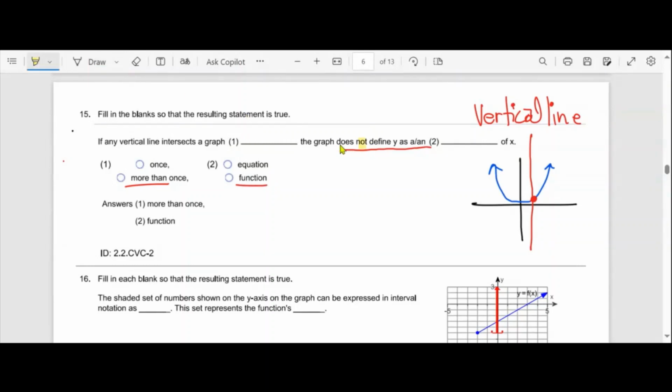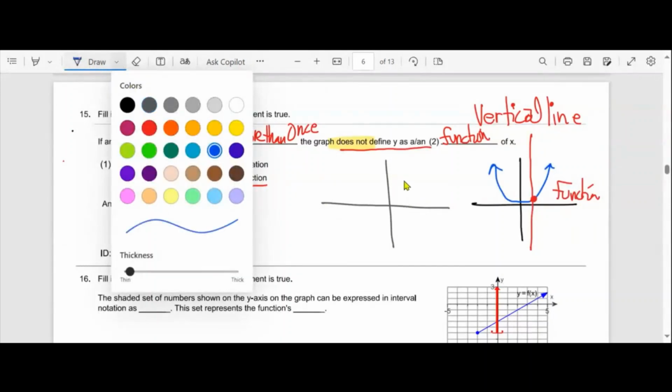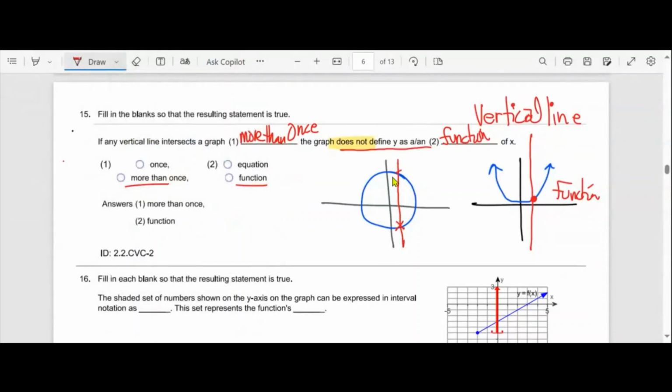The keyword here, be careful, is does not. So it is not a function. It cuts it in more than once. This one cuts it once, so that's a function. But let's say I have another graph, a circle. You make a vertical line test. How many points does it cut? Two. Not a function. Up to here is clear? Because you have one value for x and how many values for y?